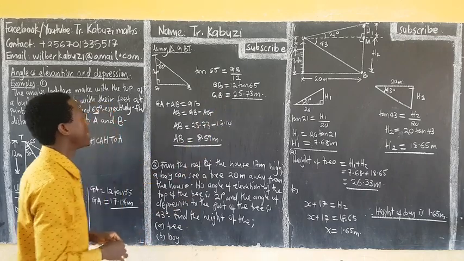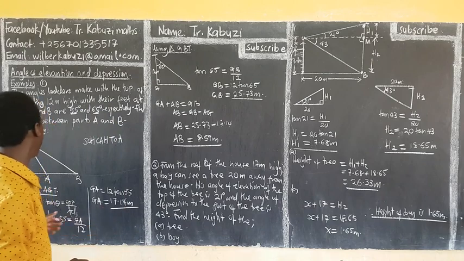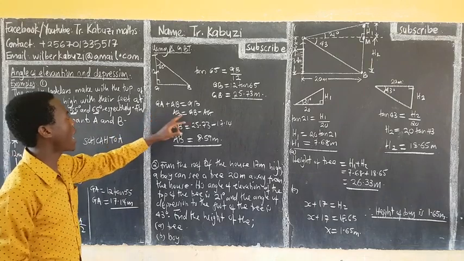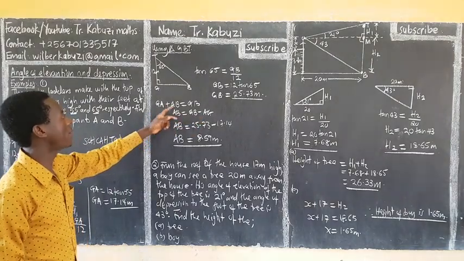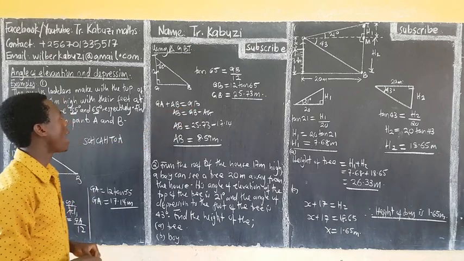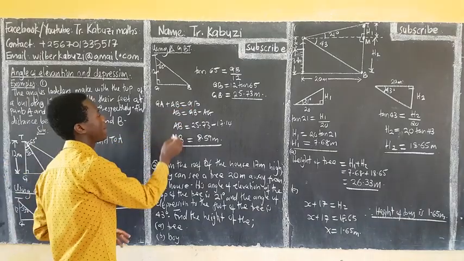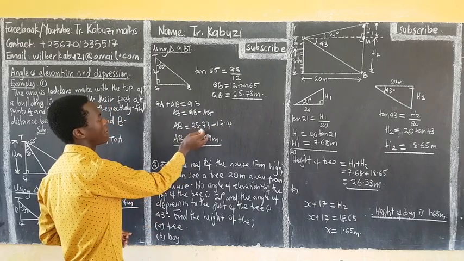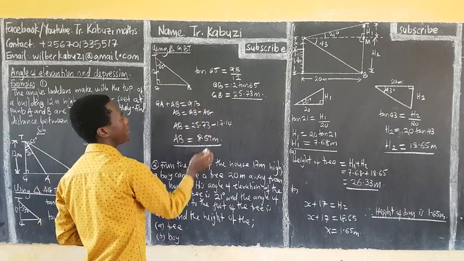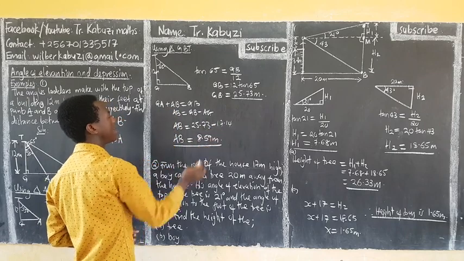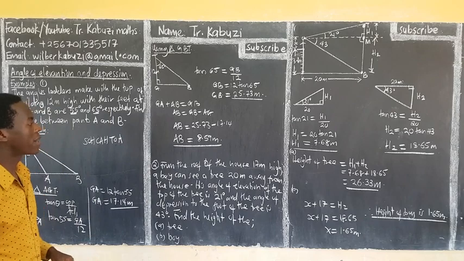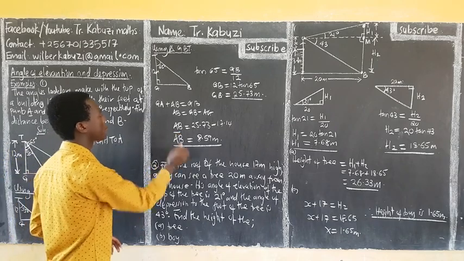After getting our DB, we know that DA plus AB will be giving us DB. So I have DA already, and DB already. If I take this side, I'll just be subtracting to get AB. This is AB, the same as BA. Then DB minus DA, which is 17.1, will be giving me AB. And that's what you get when you subtract.